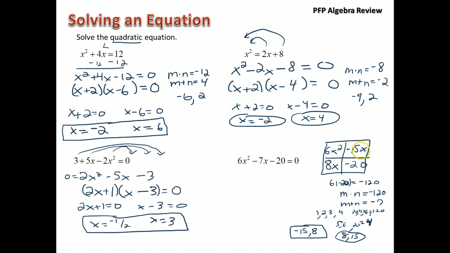What do 6x squared and negative 15x have in common? A 3x. What do 8x and negative 20 have in common? A 4. What do 6x squared and 8x have in common? A 2x. And what do negative 15x and negative 20 have in common? A negative 5. And so that takes away the guesswork. And we have 3x plus 4 times 2x minus 5. And it'll work out. If you FOIL it out, you'll see that it works.